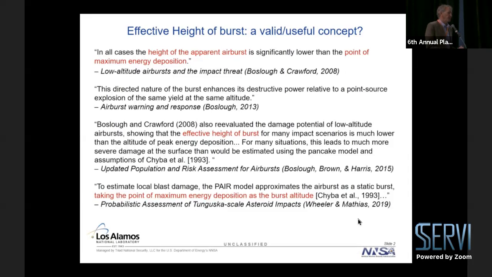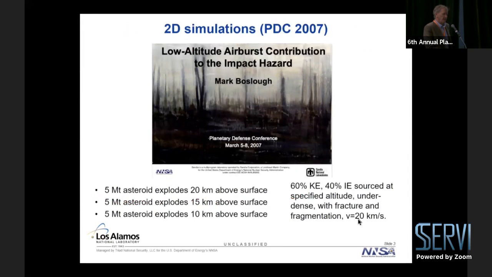I chose 40%, which is almost 50%. So if you set it off at some altitude, that almost by definition is the burst height. As I will show you, I ran simulations and it always went down much more deeply, and most of the shock wave source seemed to be at a much lower altitude. This was my title slide 12 years ago. 60% was kinetic energy, 40% was internal energy that was sourced.